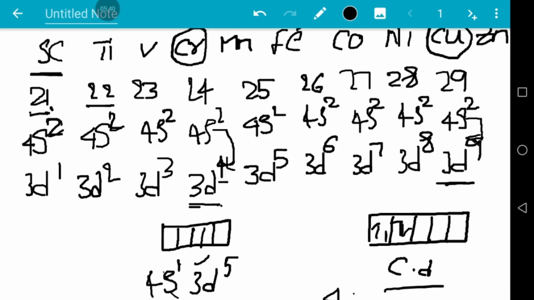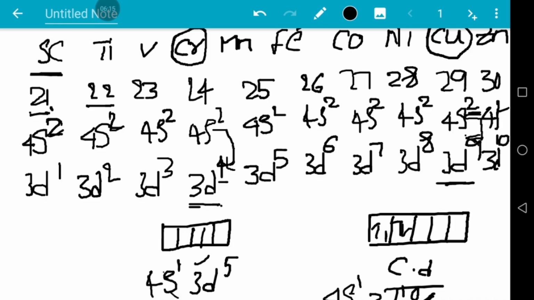Actually 4s2 3d9 has to come, but to get the stability, if 10 electrons are present in the d orbital, it gets the stability. So that's why 1 electron from 4s is shifted to the 3d orbital. Then 4s1 3d10. Next, zinc is atomic number 30. So argon 18 completed. Then 4s2, and the remaining 10 electrons you have to keep in 3d. So 3d10. So these are the electronic configurations of the 3d series.